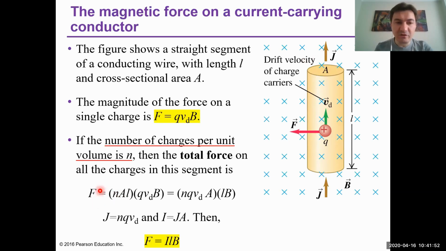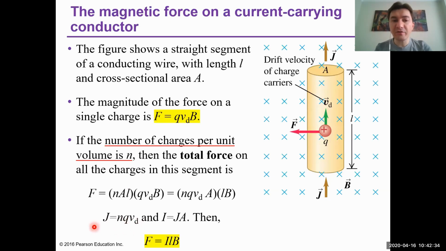The total number of charges is given by the number of charges per unit volume times the volume of the material. Within that volume, we have this number of charges, and the force acting on each charge we have calculated here. You can rearrange it like this. What do you see here? We have n times Q times v_d, drift velocity. This is given by the current density. We calculated this during the last lectures.